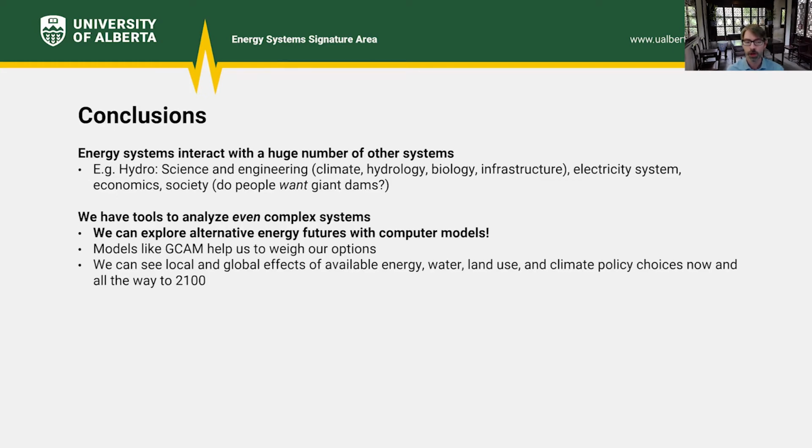The other thing I hope I've shown you is that we have tools to analyze even these really complex systems. So we can explore alternative energy futures with computer models. Models like GCAM help us to weigh our options, and we can see local and global effects of available energy, water, land use, and climate policy choices now and all the way out to 2100.